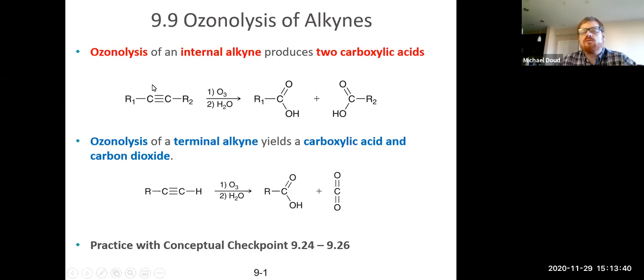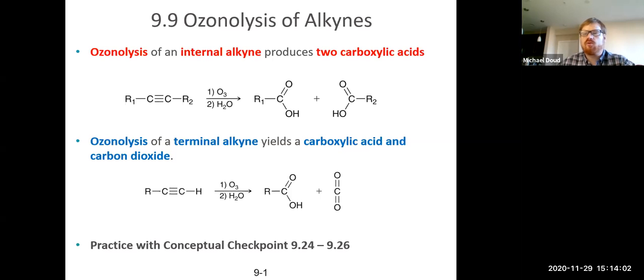So, okay, wrapping up the reactions, we're starting with ozonolysis. You may remember ozonolysis for an alkene is one where you take your alkene, react it with ozone, and then in a second step you add water, and you form a set of basically carbonyls that come from that.